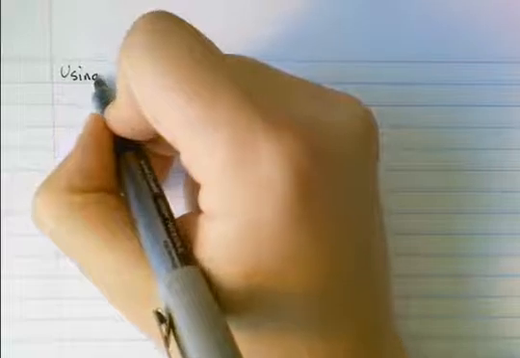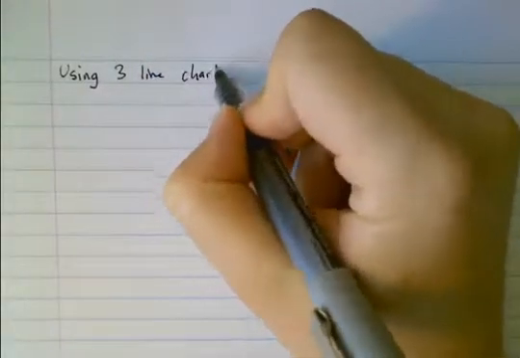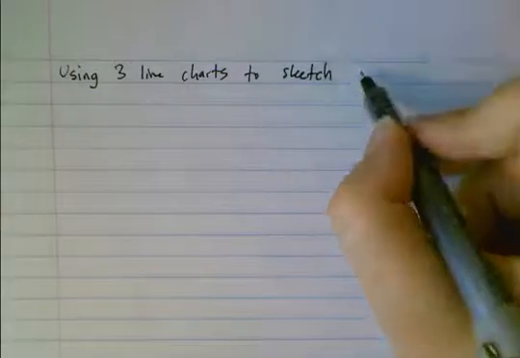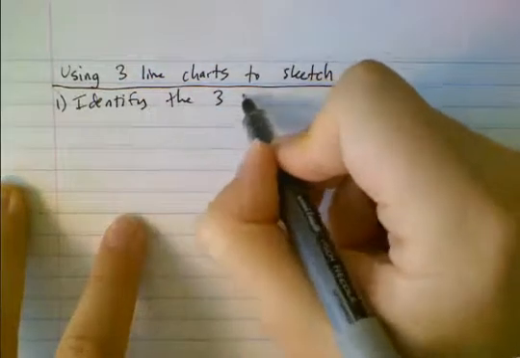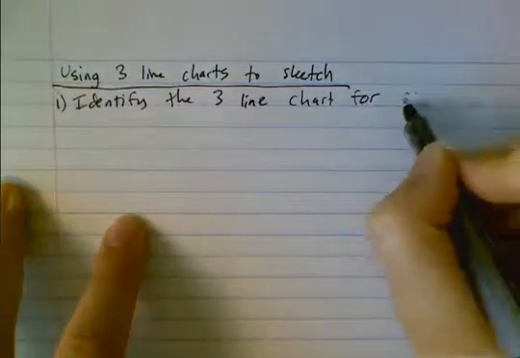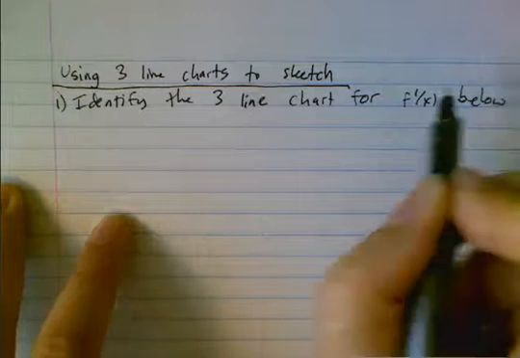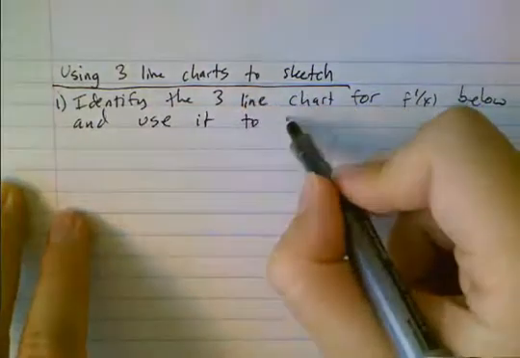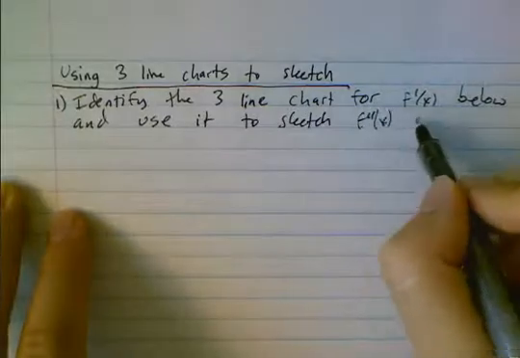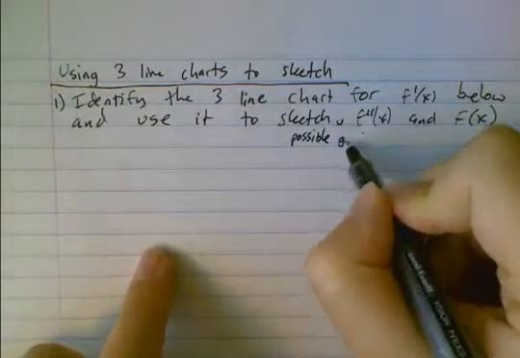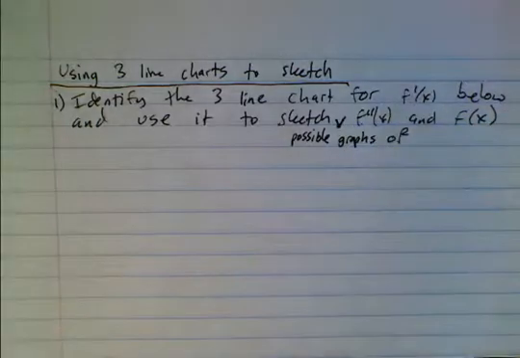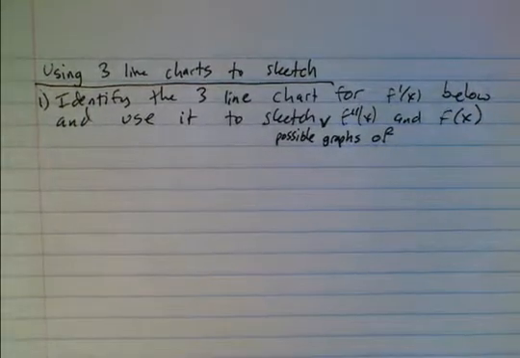Okay, finally, let's show how we use this to do problems. What we're going to be using this for now, and we're going to be using it for a lot more later on, is three-line charts to sketch. Identify the three-line chart for f prime of x below and use it to sketch f double prime and f of x. Actually, I should say use it to sketch possible graphs, especially for f of x. There are going to be many graphs that we could sketch. We just have to do one that could be a possible graph.